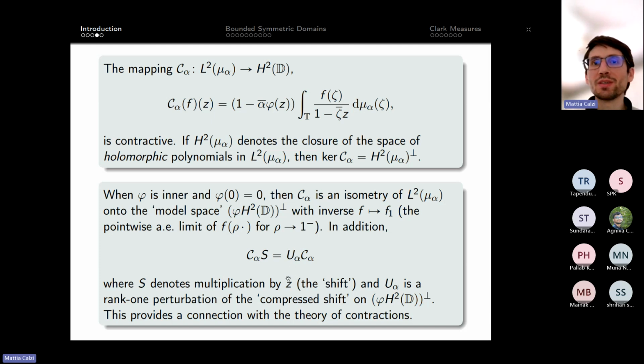And then all the rank 1 perturbations of this compressed shift, which are unitary operators, may be represented in this way. And so there is a natural connection between these Clark measures and this unitary operator. The problem is that for the topic I'm going to describe in more variables, this link is very unclear. So this is the original formulation, but then the theory of Clark measures developed more also in the direction of studies of functions on the unit disk.